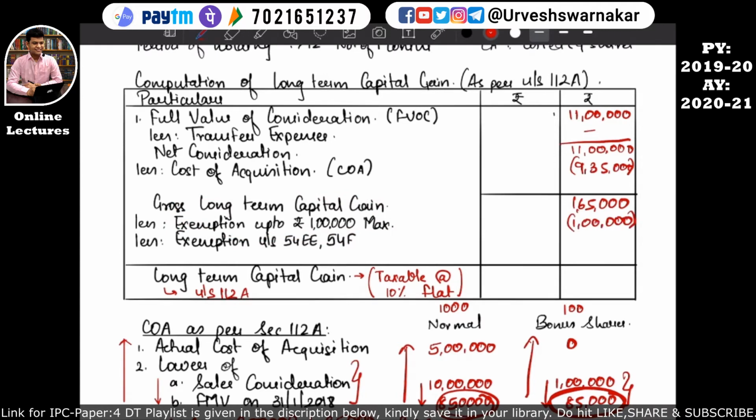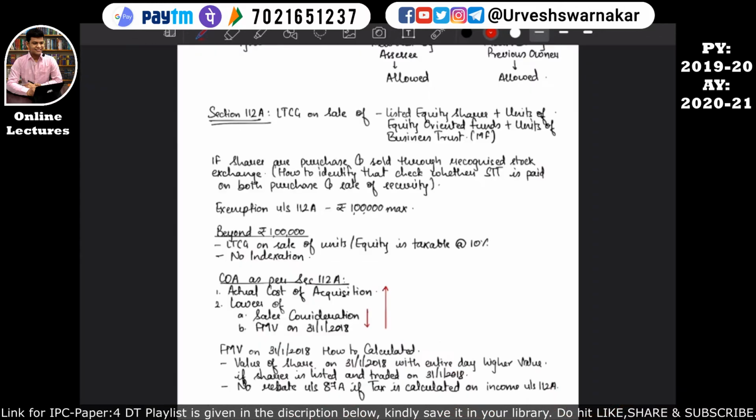And there are no details given about the exemption under section 54EE and section 54F. So if there are no details given, we'll put a dash. And finally, our long-term capital gain will be equal to 65,000. And on this 65,000, we will calculate tax at the rate 10%, which will be equal to 6,500. I hope you all have understood this particular section, that is section 112A.